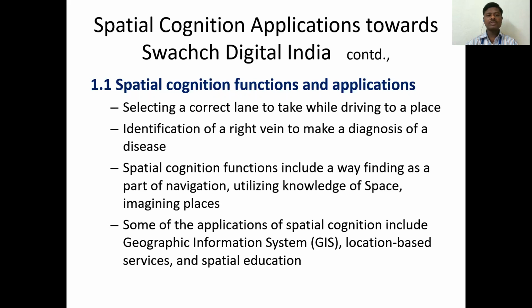Now another session is spatial cognition functions and applications. Selecting a correct lane to take while driving to a place, identification of a right way to make a diagnosis of a disease. Spatial cognition functions include wayfinding as a part of navigation, utilizing knowledge of space, imagining places. Some of the applications of spatial cognition include geographic information system, location-based services, and spatial education.